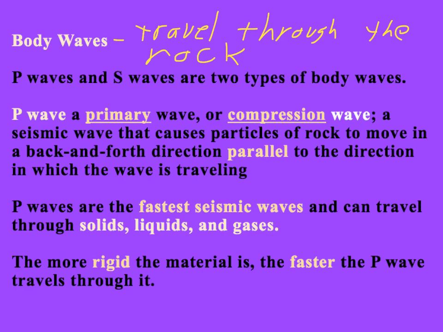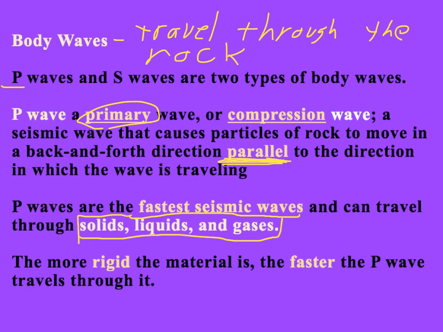All right. The first is a P wave, called a primary wave, also called a compression wave. The wave that causes the rock particles to move parallel to the direction of the wave. So it's a squeezing of the rock. And as this P wave moves through, the rock gets squeezed and then snaps back into place. It is the fastest moving wave, and it goes through solids, liquids, and gases. And the more rigid, the more solid the material, the faster the wave is.